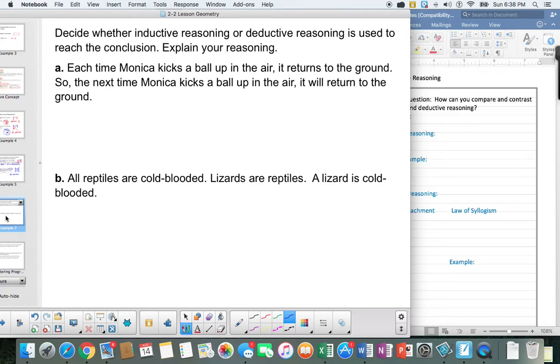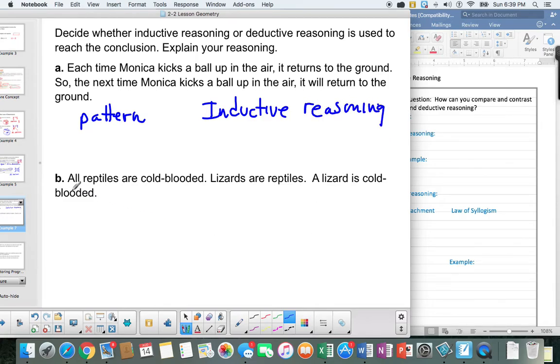Okay, now we have two examples. We want to decide whether it's inductive or deductive reasoning. Each time Monica kicks a ball up in the air, it returns to the ground. So the next time Monica kicks a ball in the air, it will return to the ground. This looks like she's looking at a pattern. And when she's looking at a pattern, this is called inductive reasoning. Inductive reasoning is looking at patterns.